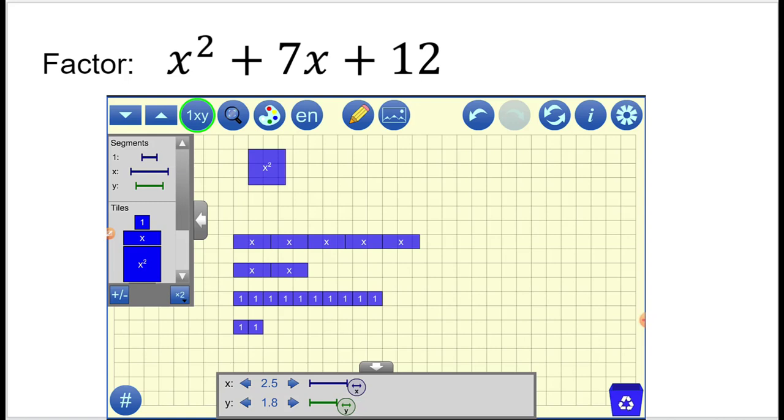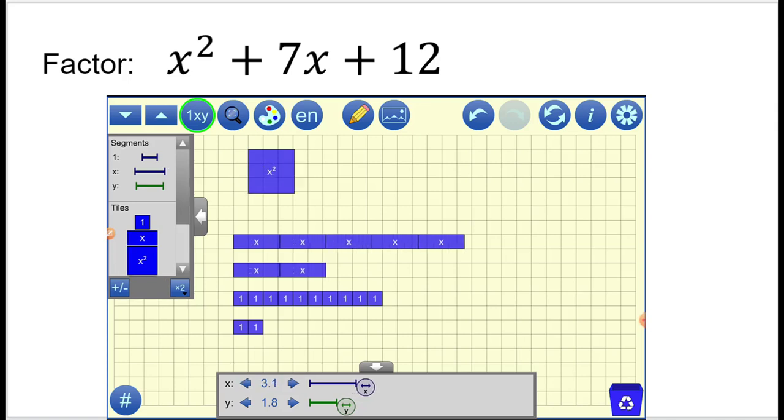They fall on the floor, it makes a mess, and this is just nice and beautiful and clean. If your screen's too small, if you can't see your tiles, then you can always change the width to make them a little wider so you can see better. All right, so again, once you're done with that, once you have your tiles, we have our x squared, we have 7 x's, and we have 12 unit tiles. Now your job is to build one rectangle using all those tiles.